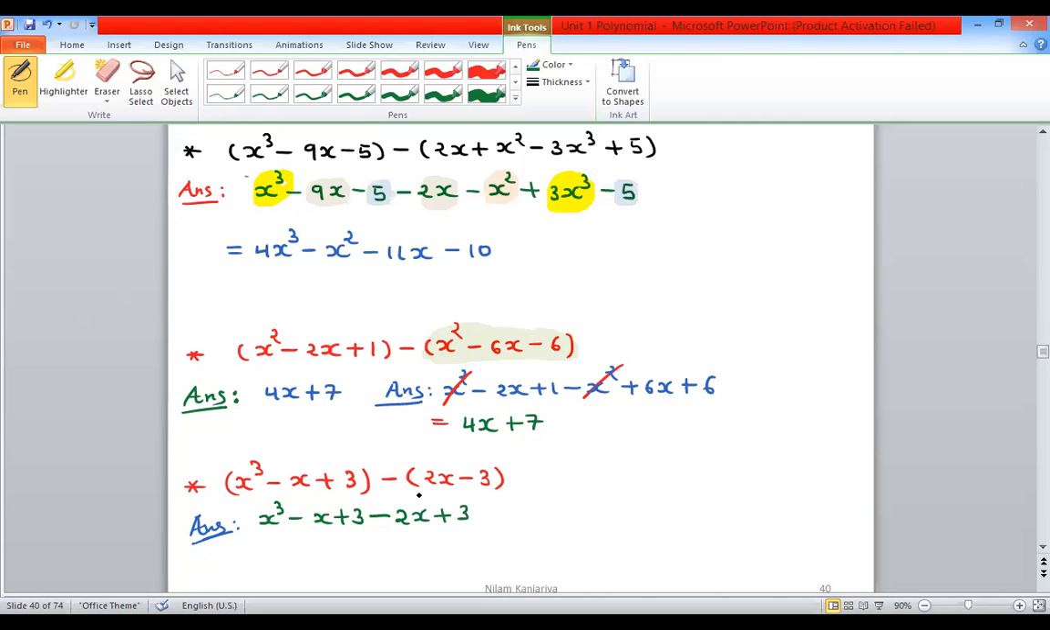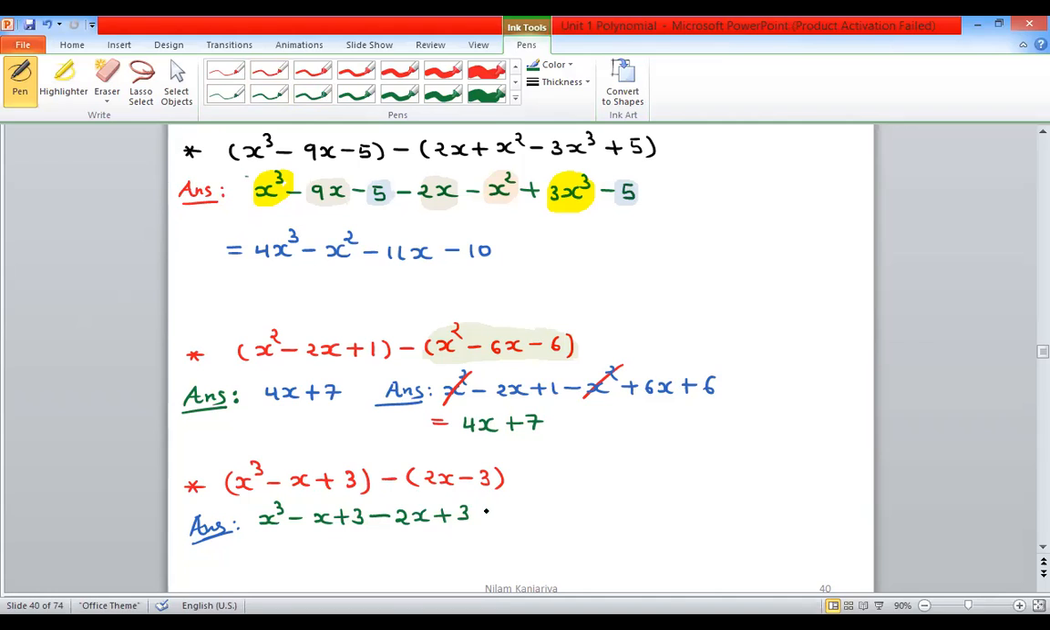So first of all, open the bracket. That means if any bracket is multiplied by a minus number, their signs will be changed. So the plus term becomes minus and the minus term becomes plus. So this is what happens.